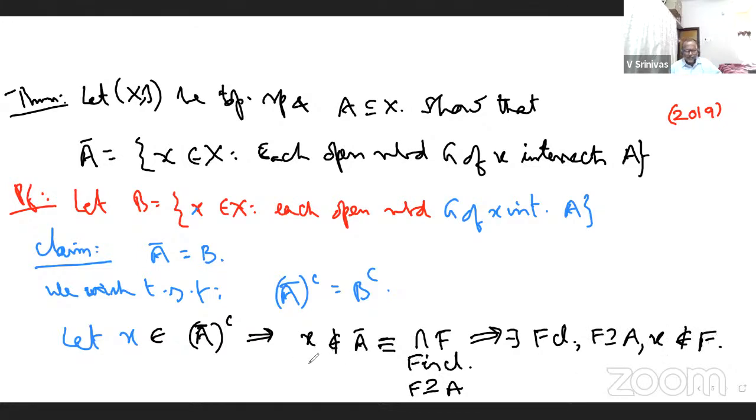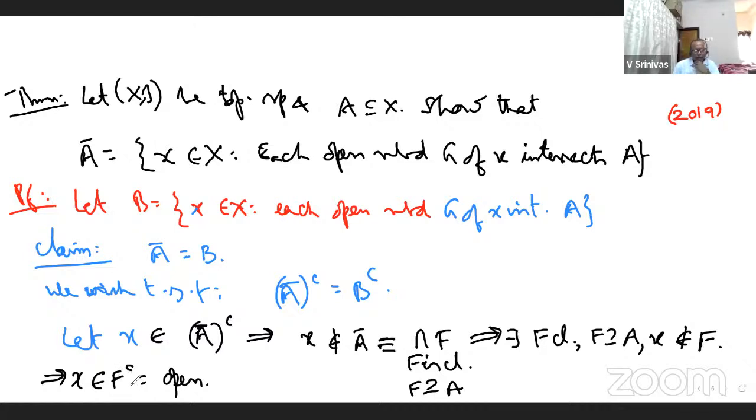X is not in A closure means X is not in this intersection. Therefore, X is not in one of the constituent sets. So there exists one constituent set F, closed, F is a superset of A, such that X is not present in that F. Okay. Now, what does this mean? X is not present in F means X belongs to F complement. And F is closed, therefore F complement is open.